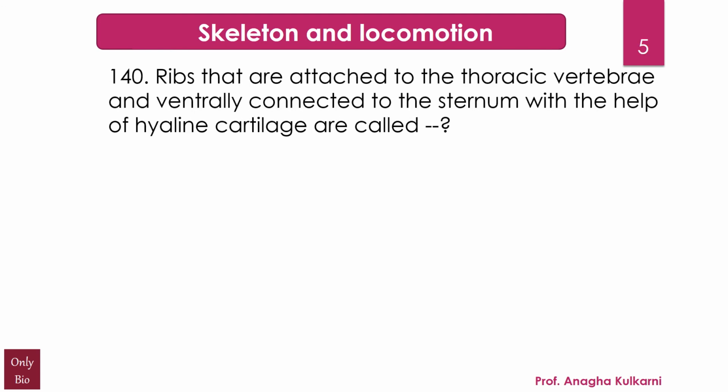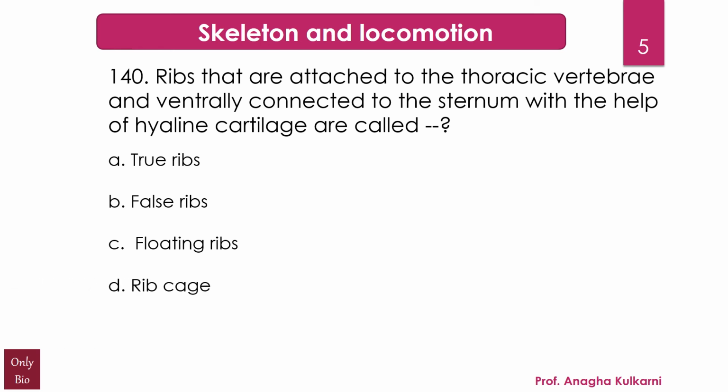Question number 140. Ribs that are attached to the thoracic vertebrae and ventrally connected to the sternum with the help of hyaline cartilage are called as dash. And your options are A. True ribs, B. False ribs, C. Floating ribs, D. Rib cage. And the correct answer for this question is A.